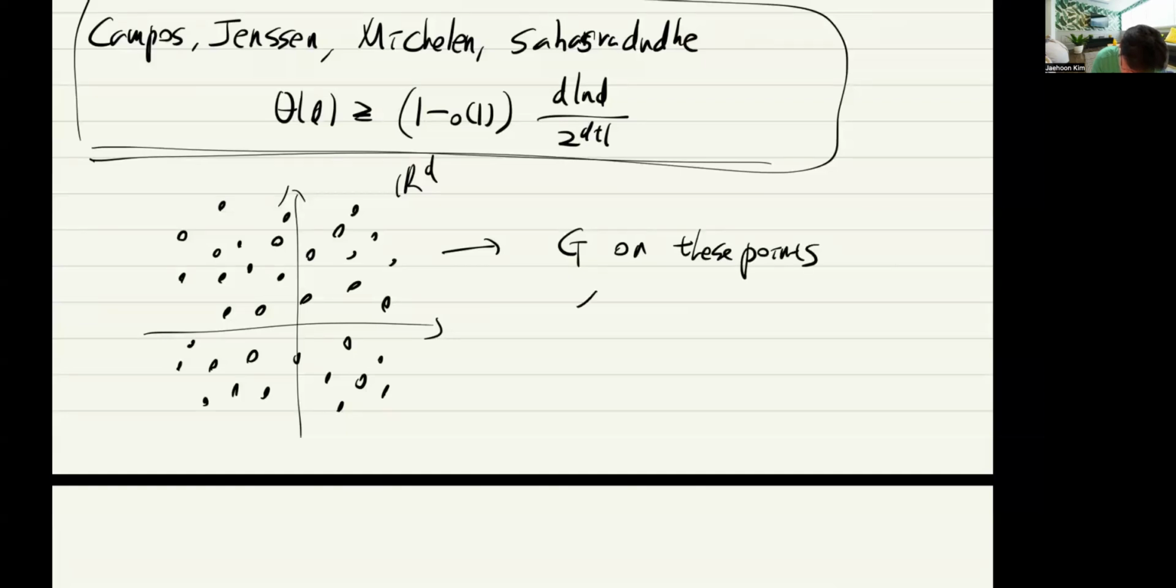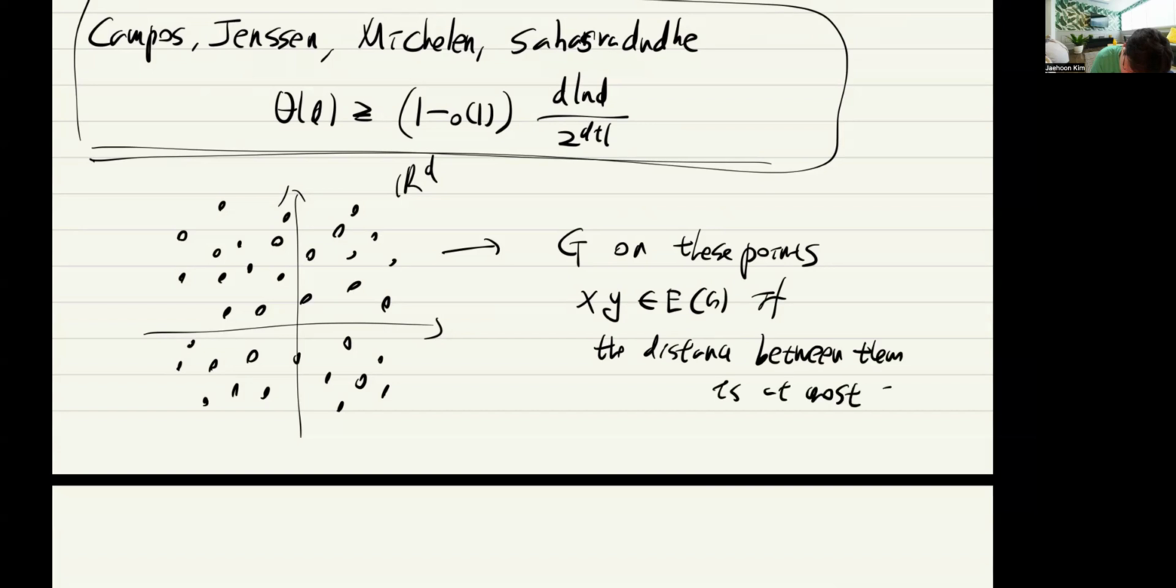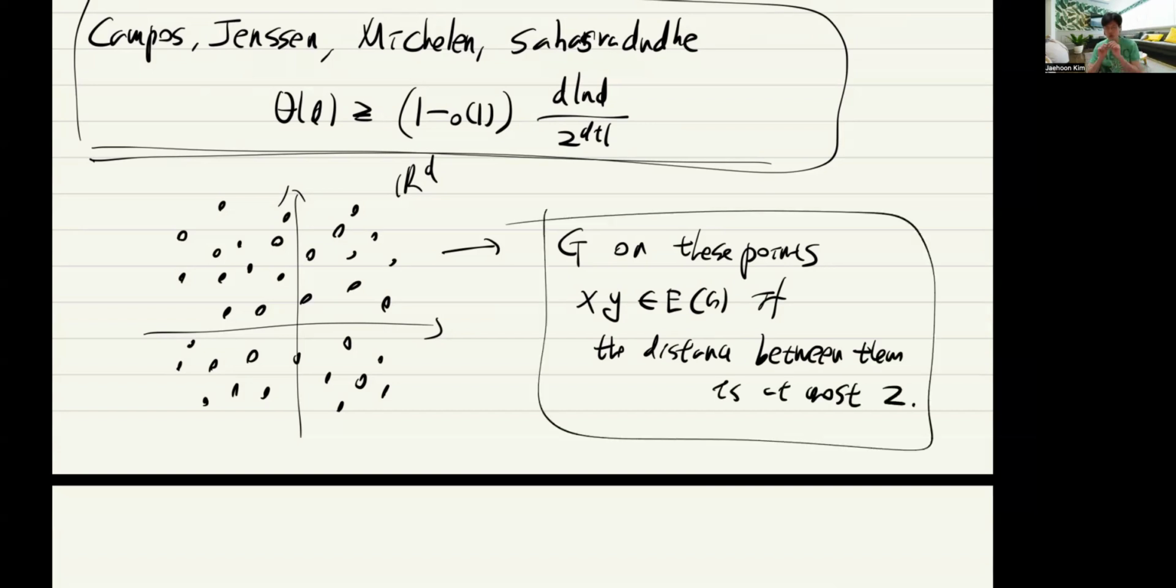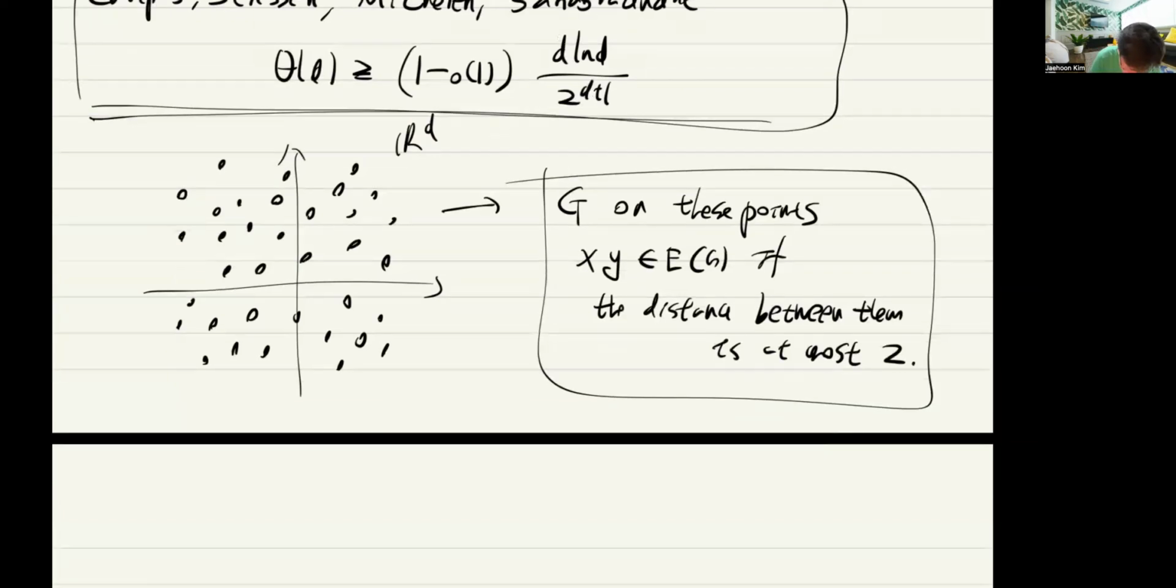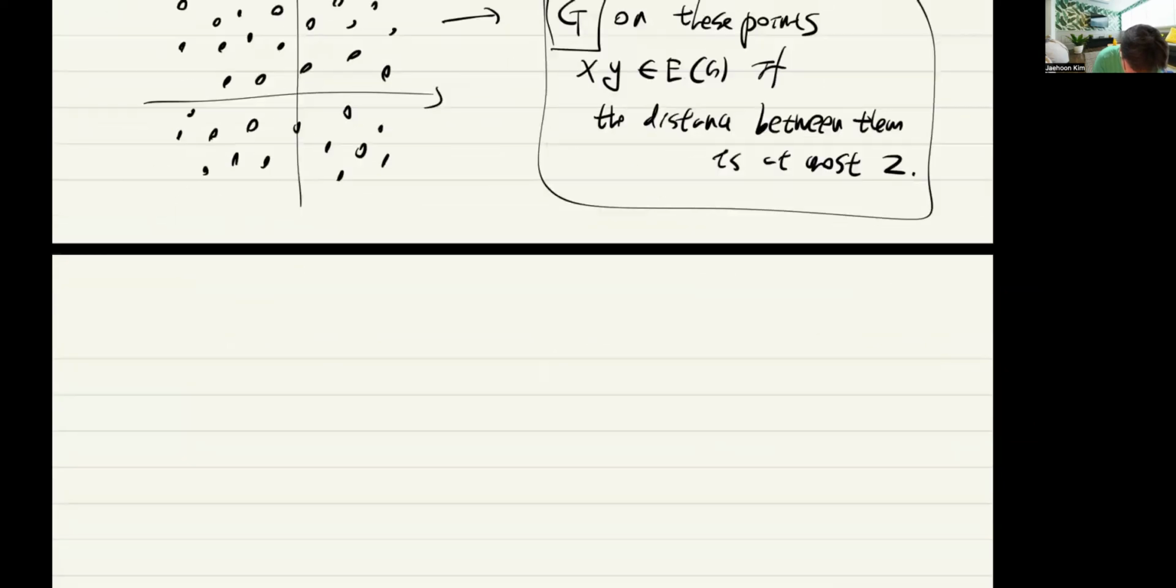How? X and Y are adjacent in G if the distance between them is at most 2. That means if we choose one as the center of your sphere, the other one cannot be a center of your sphere. If both of them are centers of spheres, then their distance has to be at least 2 so that the spheres do not intersect, right? So you get this. And then now what?